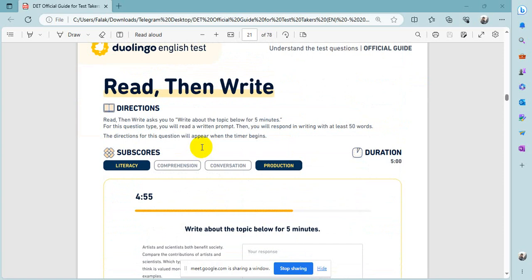In the question type of read then write, the description says that read then write asks you to write about the topic for 5 minutes. They give you a topic and they ask you to write about the topic for 5 minutes. For this question type, you will read a written prompt, then you will respond in writing with at least 50 words. And the direction for this question will appear when the timer begins.